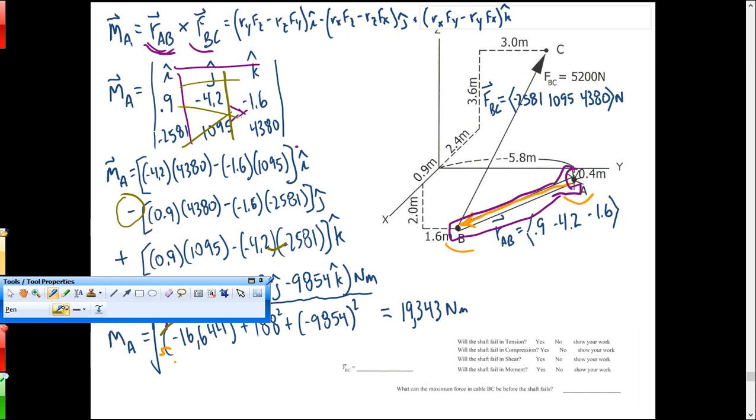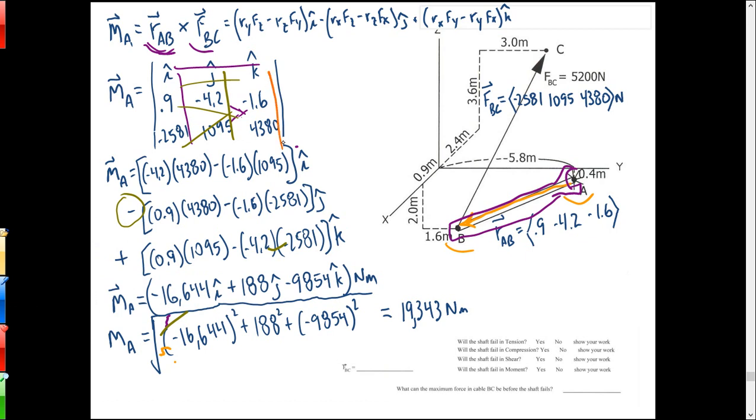So what you do there is you cross off the last column with the top row, and cross what's left. So 0.9 times 1095 minus negative 4.2 times negative 2581. And that's the j there, or excuse me, the k. So you just multiply all that out and add it up, and you get the moment vector, negative 16,644 i plus 188 j minus 9554 k. That's in Newton meters.